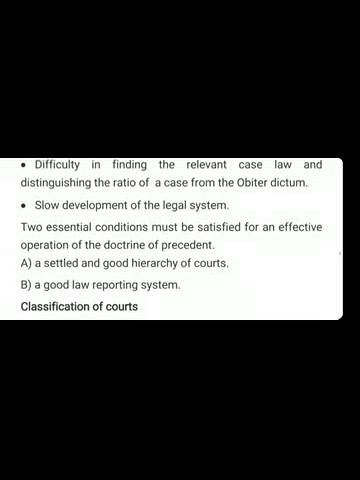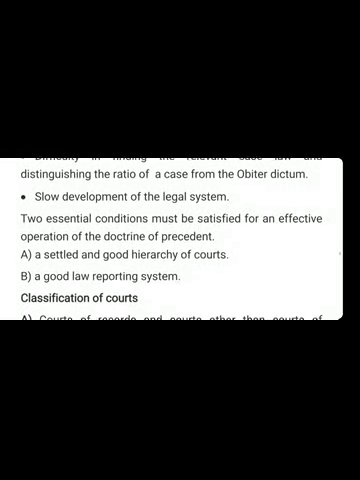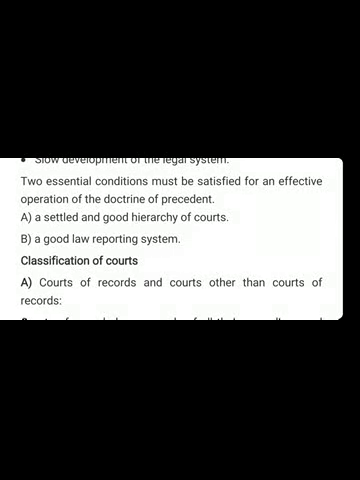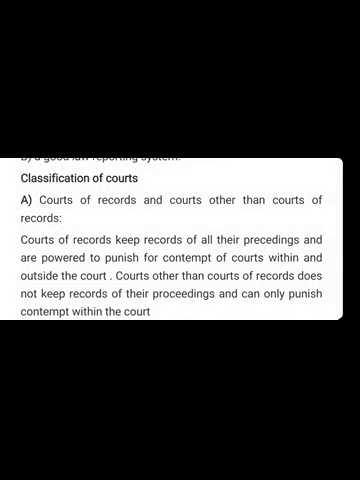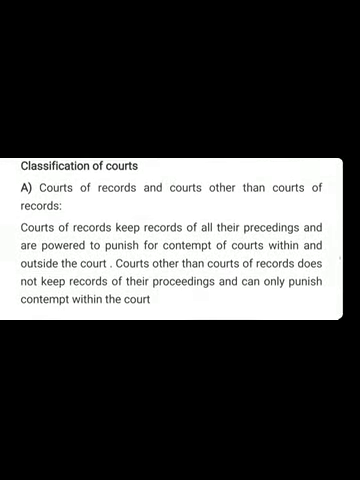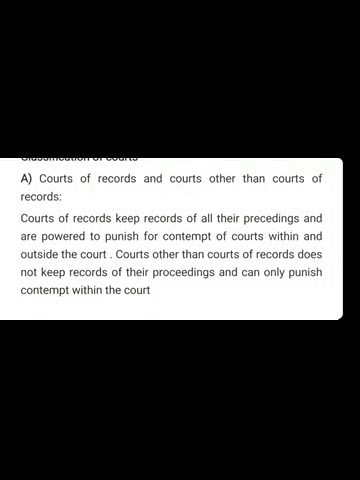Two essential conditions must be satisfied for an effective operation of the doctrine of precedent. And these essential conditions are a settled and good hierarchy of courts and a good law reporting system. That being understood, it will take us to classification of courts. Now we have two classifications of courts. We have courts of record and courts other than courts of record, and then we have the superior courts and the inferior courts.